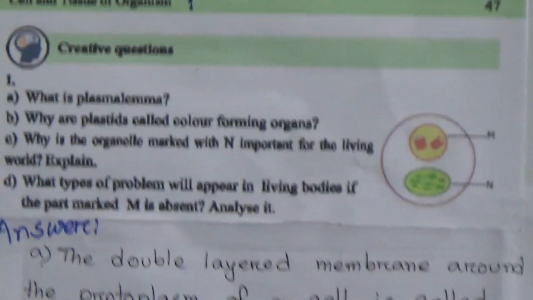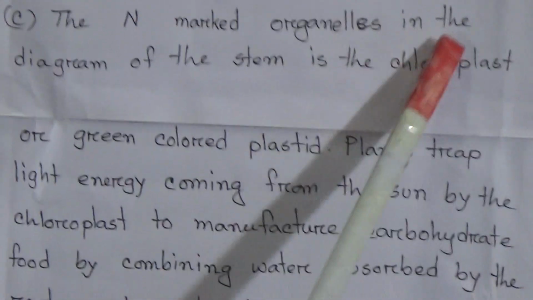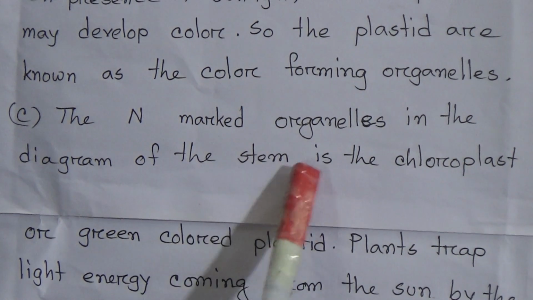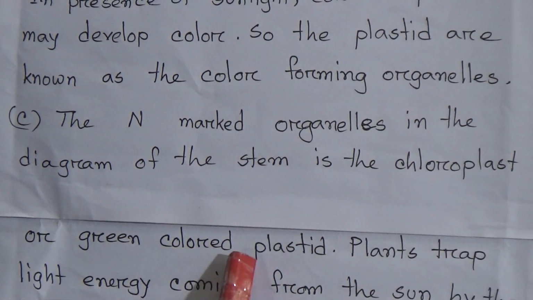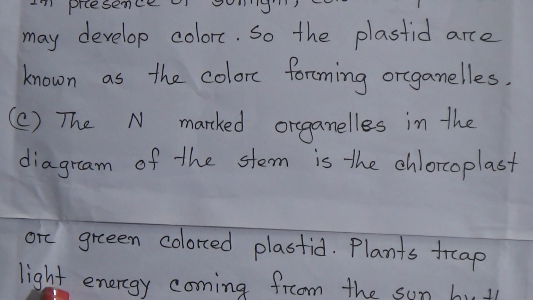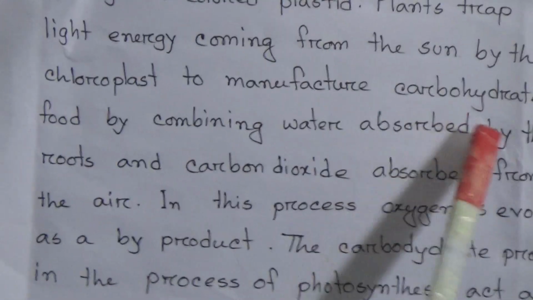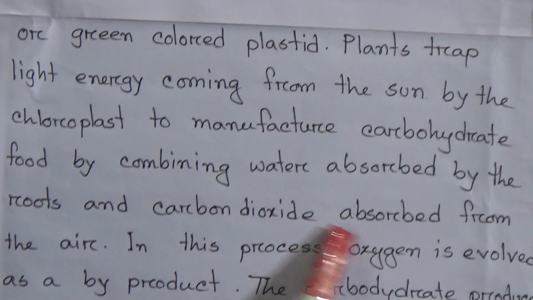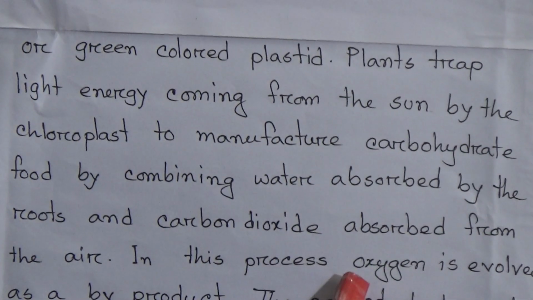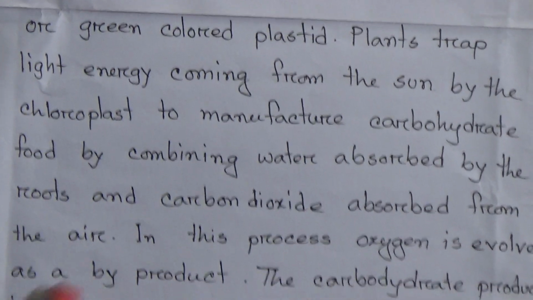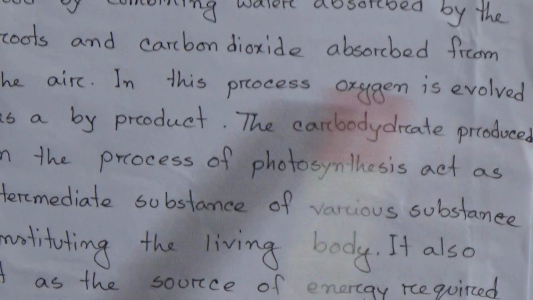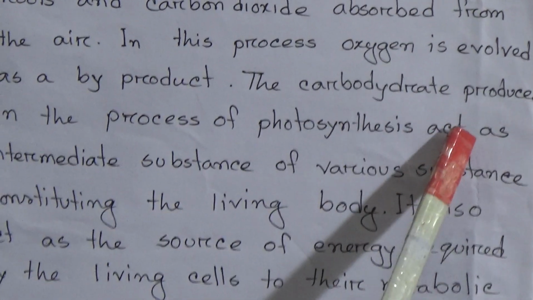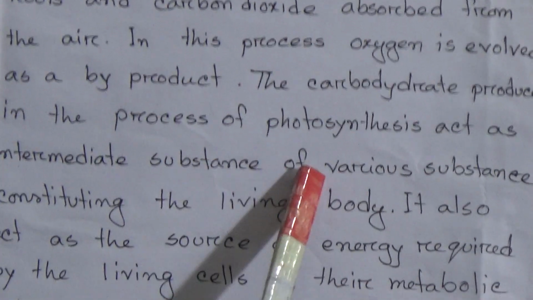Come to the answer. The N marked organelle in the diagram of the stem is the chloroplast or green colored plastid. Plants trap light energy coming from the sun by the chloroplast to manufacture carbohydrate food by combining water absorbed by the root and carbon dioxide absorbed from the air. In this process, oxygen is evolved as a byproduct. The carbohydrate produced in the process of photosynthesis acts as an intermediate substance of various substances constituting the living body.